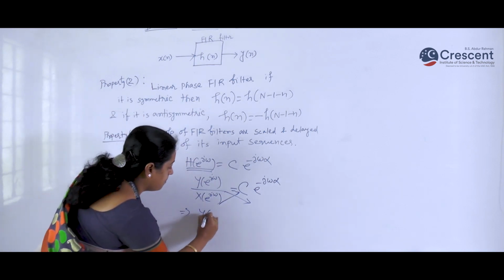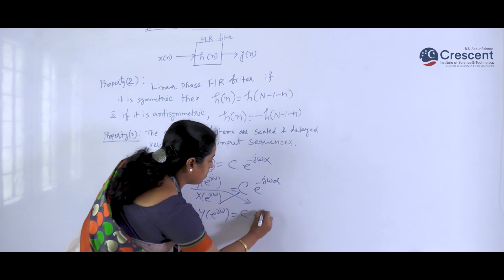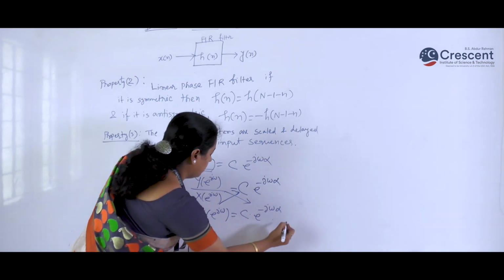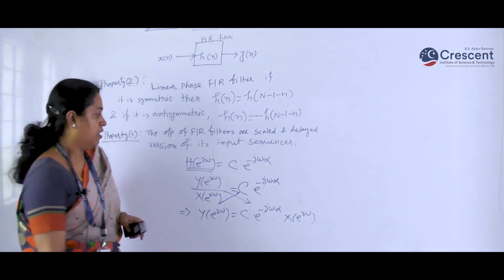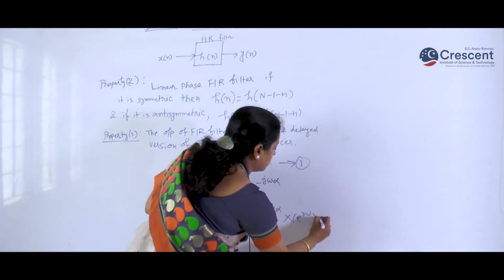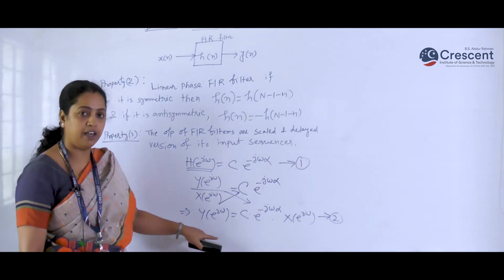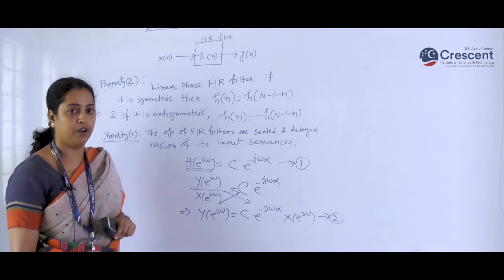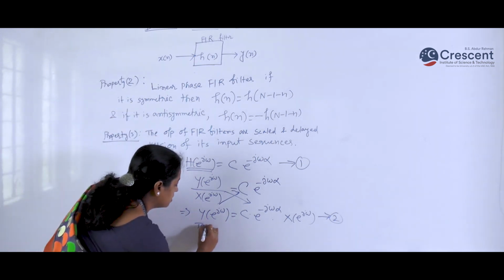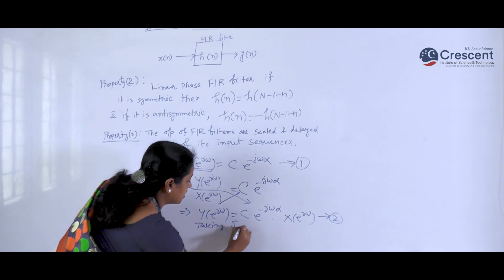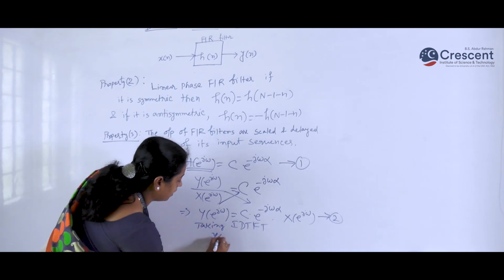Now, just by performing the cross multiplication, we can write this as Y of e power j omega equals C into e power minus j omega alpha into X of e power j omega. Let us call this equation number 1, and this equation number 2. Now if we take the inverse discrete time Fourier transform of expression 2, we will get y of n.